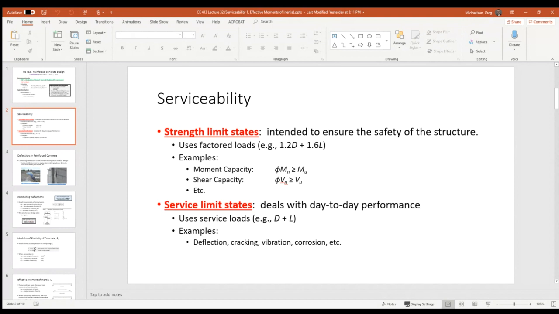A strength limit state is intended to ensure that the structure is safe, that it's not going to fall down and kill somebody. Service limit states are a little different. Service limit states aren't really about safety. They're dealing with just the day-to-day performance of the structure, like making sure the structure doesn't deflect too much, or that there's not too much corrosion or vibration or things like that. So they're not a safety issue.